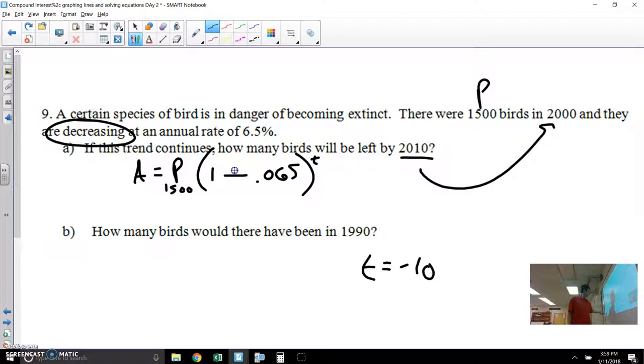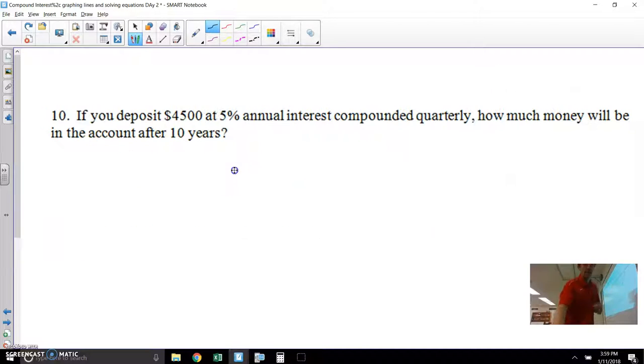And then in part B, it says how many birds would there have been in 1990. Just kind of get your mind going there. You're plugging in a negative to kind of move backward in time. Okay, that was 10 years before the study began, so we can use this model to kind of back up. Okay, so if you deposit $4,500, 5% annual interest, compounded quarterly, I feel like this is something that we've all grown a little bit comfortable with over the last few days. Hopefully, not necessarily everyone, but I hope you have. So give this one a shot.